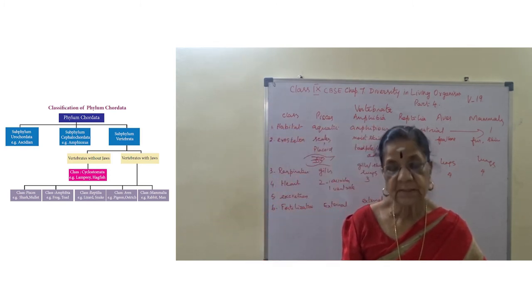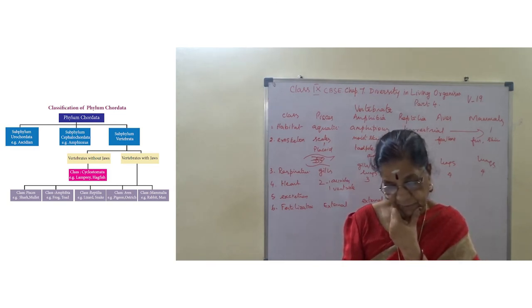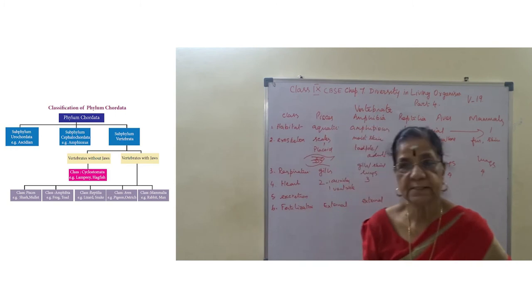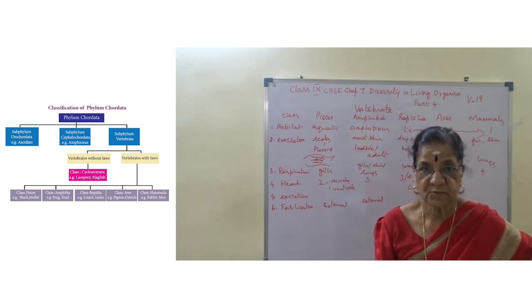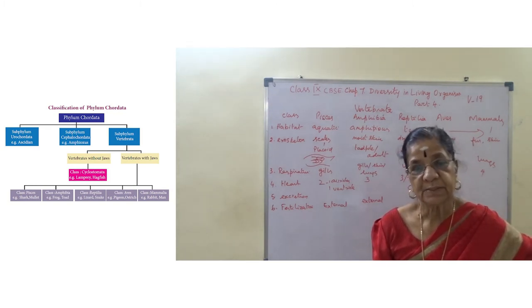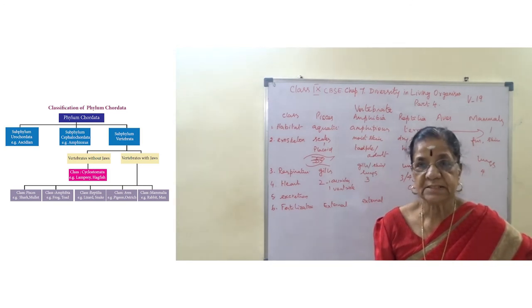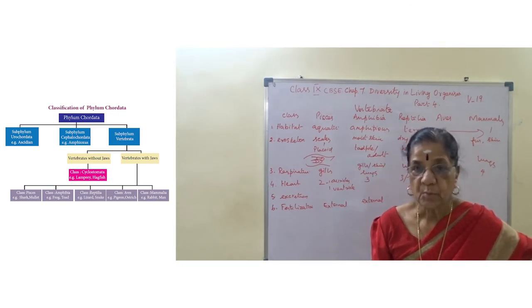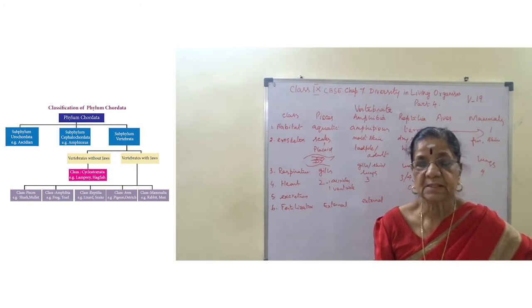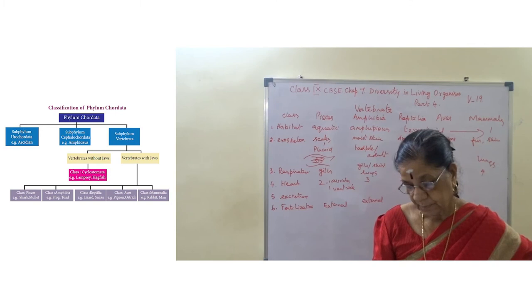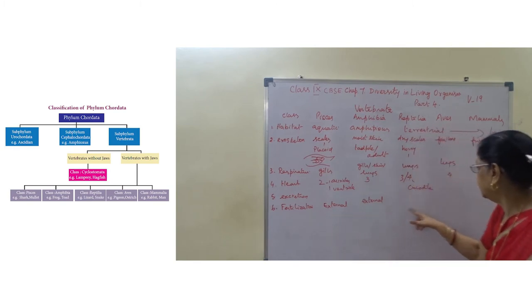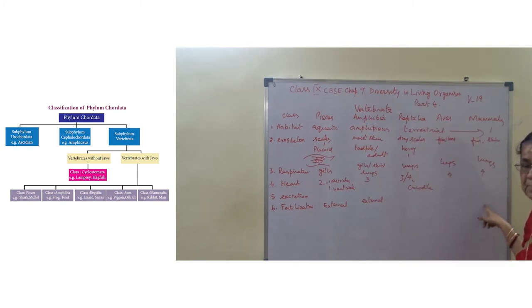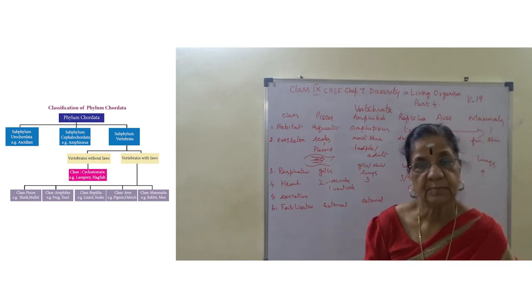Then mammals: warm-blooded animals with a four-chambered heart, characterized by the presence of mammary glands in the female. In the male, mammae are present but it is a vestigial organ. What is a vestigial organ? An organ which is present in the body of an animal but is functionless. And they produce young ones, so they are viviparous. Mammals alone are viviparous animals.